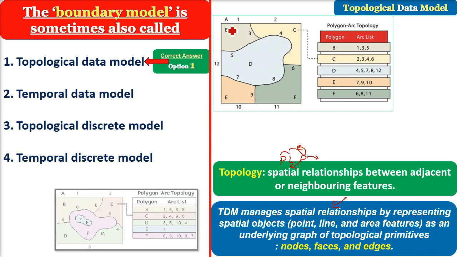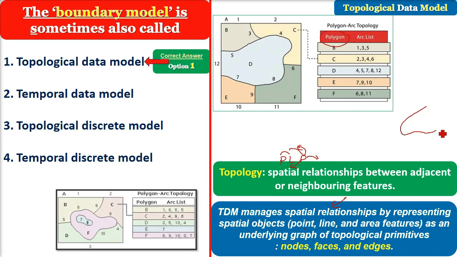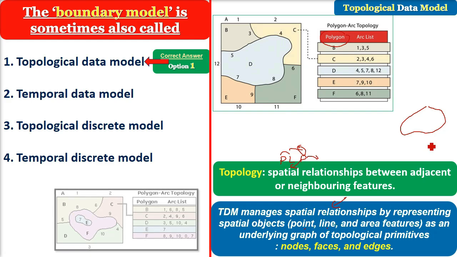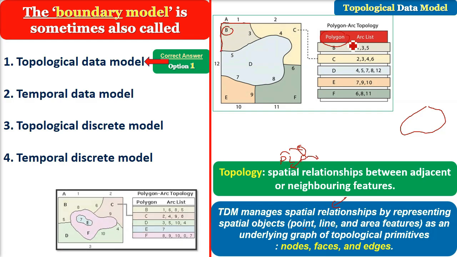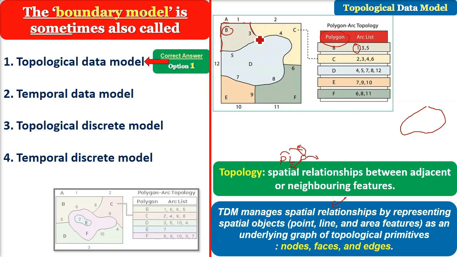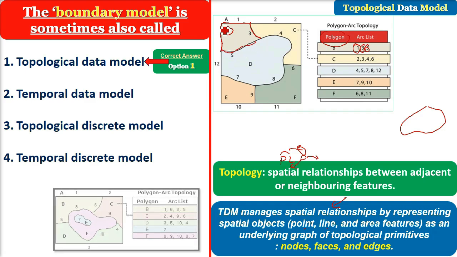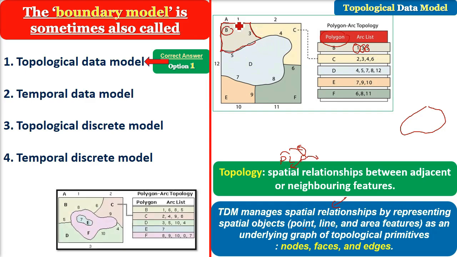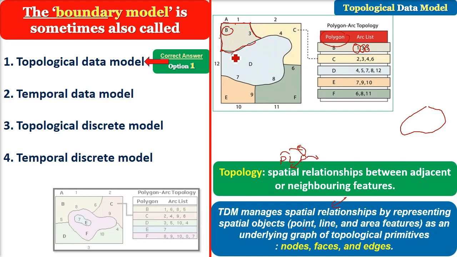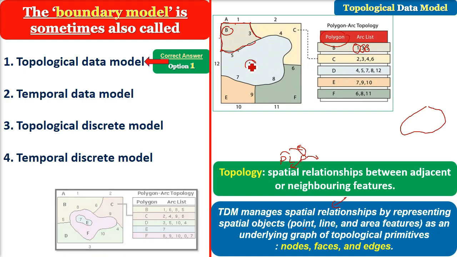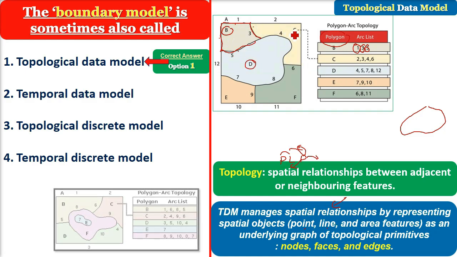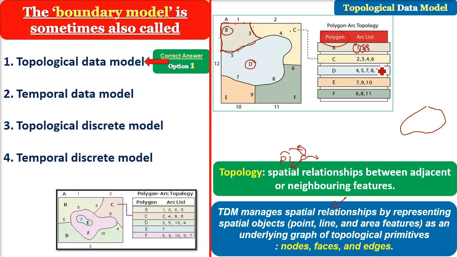Now if you see here, this is a polygon B. For this polygon, you ask where it is, on whose left, on whose right, on whose bottom. So this B is contained inside three line layers, three arc lists you can call, 1, 3 and 5. And you will see that A is on the left of C, and this B is on the upper part of D. Now this 5 which is shared by B is also shared by D.